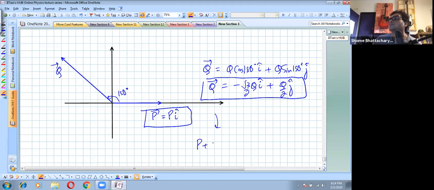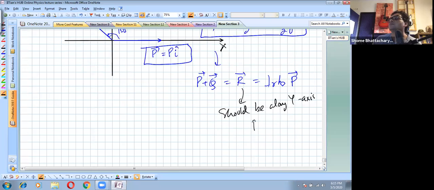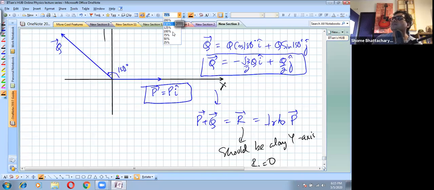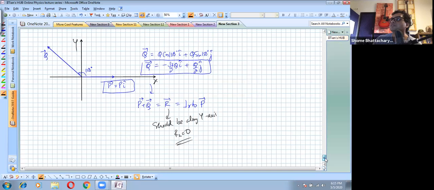Now P plus Q, this resultant, is perpendicular to P. So in my diagram, where is P? It's lying along the x-axis. So when you do this P plus Q, this resultant vector should be along the y-axis. So that means this resultant's x component should be how much? It should be zero. So that's another way you can solve the question. Both are convenient over here, the geometrical method as well as the component method. You can do it by either method.